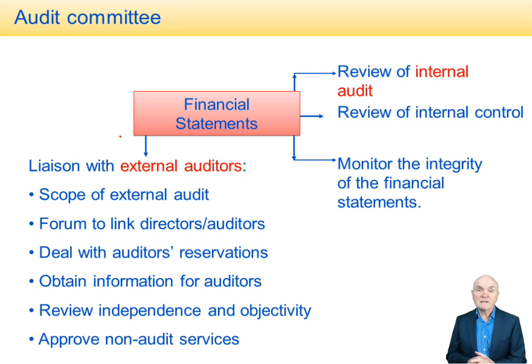So, dealing with auditors' reservations. The auditors think that some amount in the financial statements means they don't show a true and fair view. Then they would talk to the Audit Committee. The Audit Committee can then talk to the Finance Director and the Board, maybe to talk about altering that amount in the financial statements.